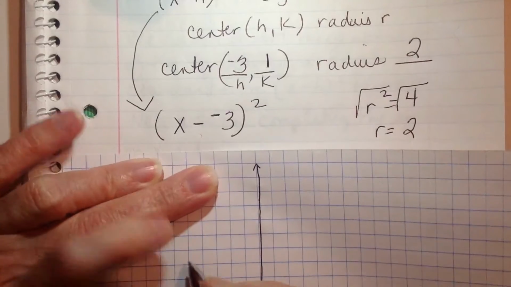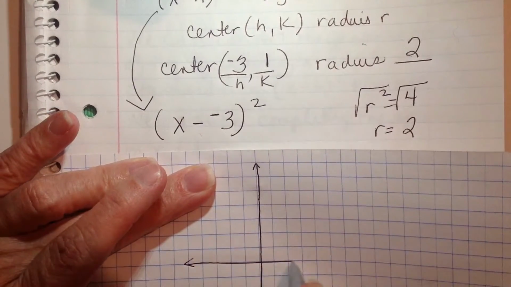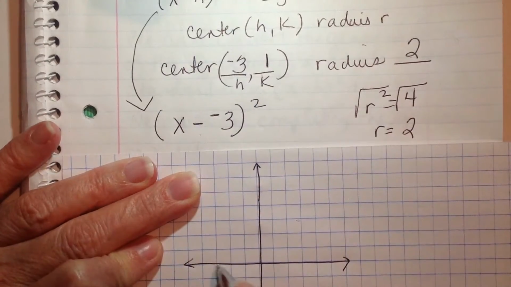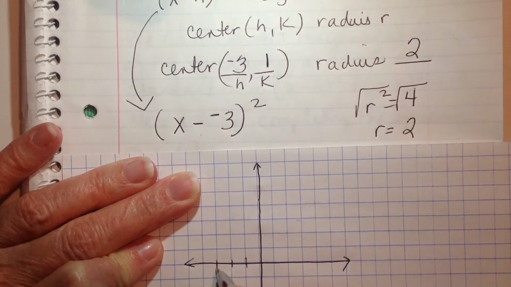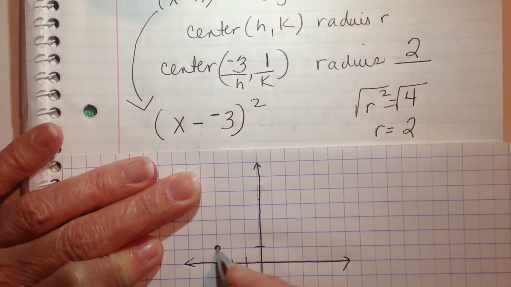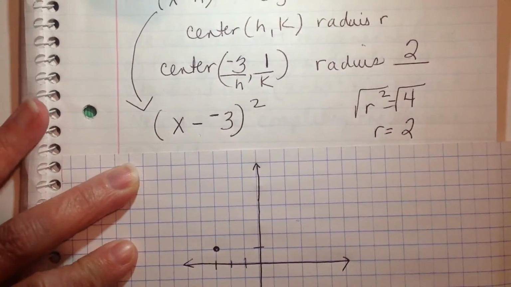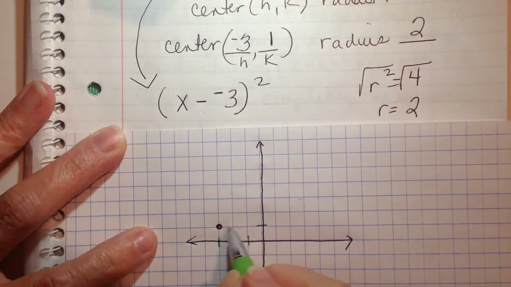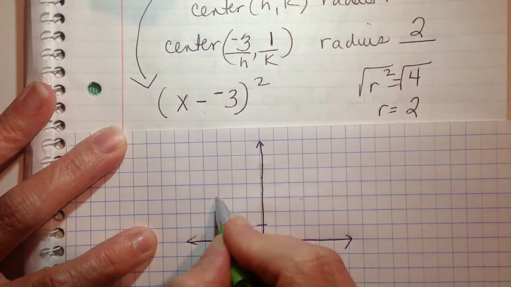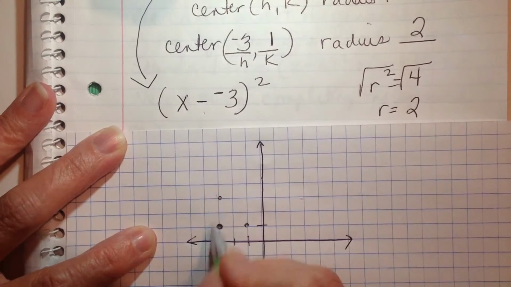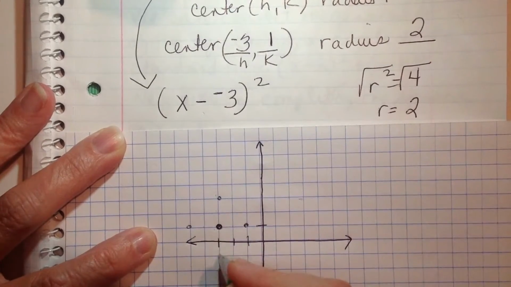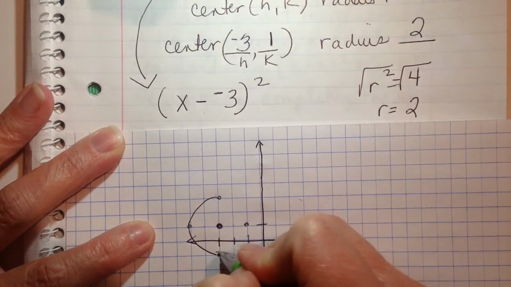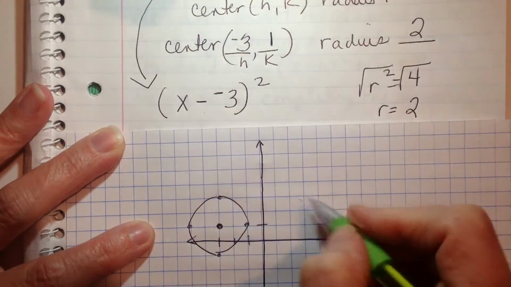I will graph my center first. I have a center of (−3, 1): left 3, up 1. So there's my center, (−3, 1). With a radius of 2, I need to go out 2 units in all directions: to the right 2, up 2, to the left 2, and then down 2. And then I will create my circle. So this is the graph of our circle.